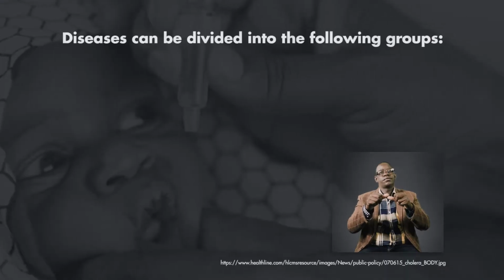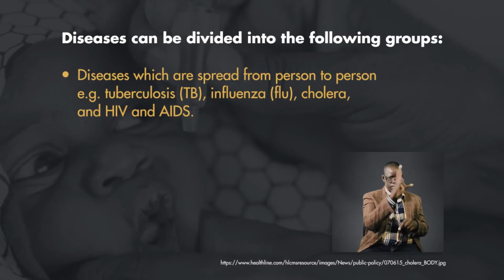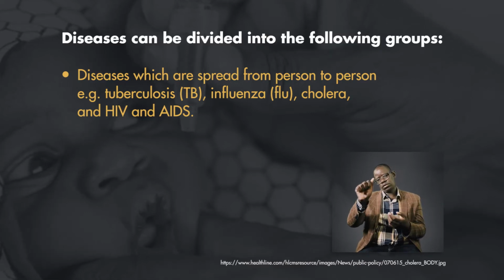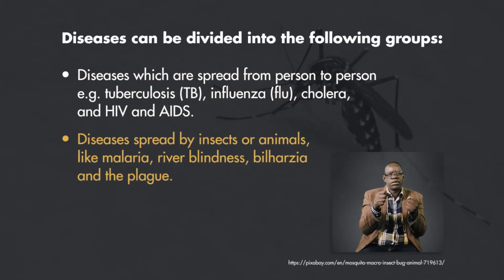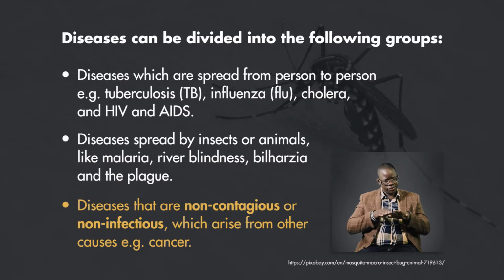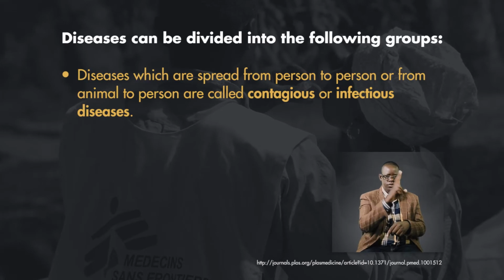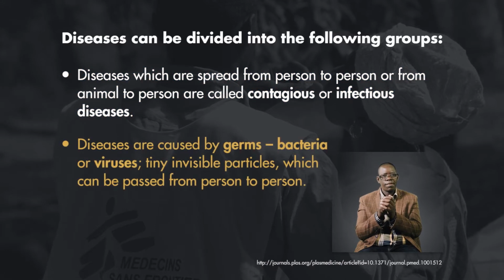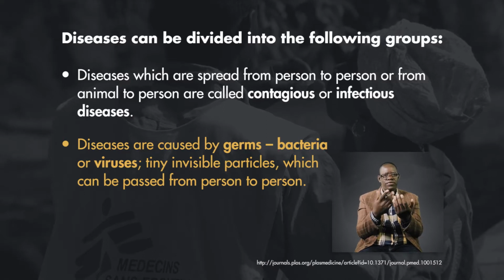Anyway, go on. Diseases can be divided into the following groups. Diseases which are spread from person to person, for example, tuberculosis, TB, influenza, flu, cholera, and HIV and AIDS. Diseases spread by insects or animals like malaria, river blindness, bilharzia, and the plague. Diseases that are non-contagious or non-infectious which arise from other causes, for example, cancer. Diseases which are spread from person to person or from animal to person are called contagious or infectious diseases. Diseases are caused by germs, bacteria, or viruses, tiny invisible particles which can be passed from person to person.